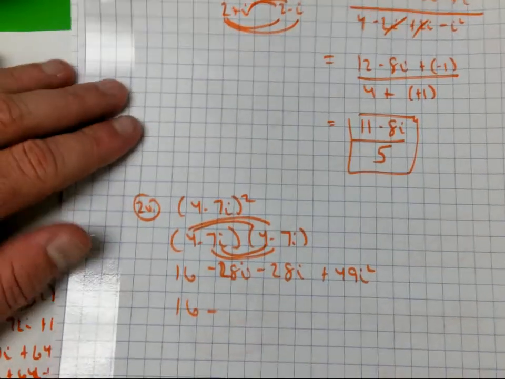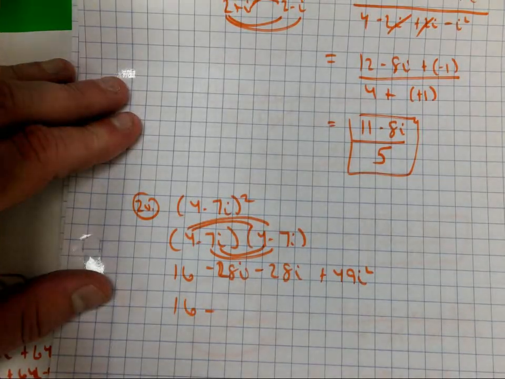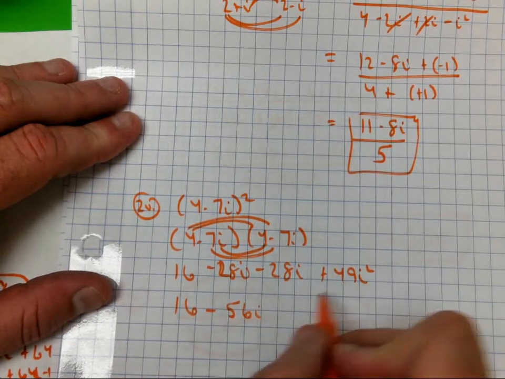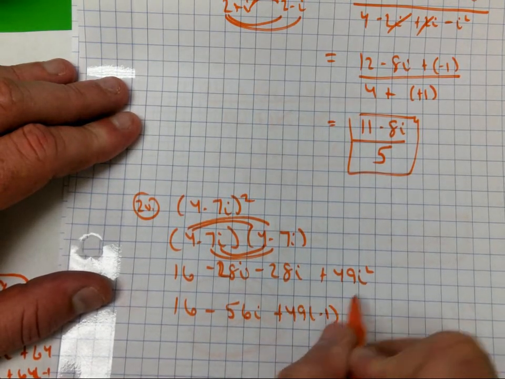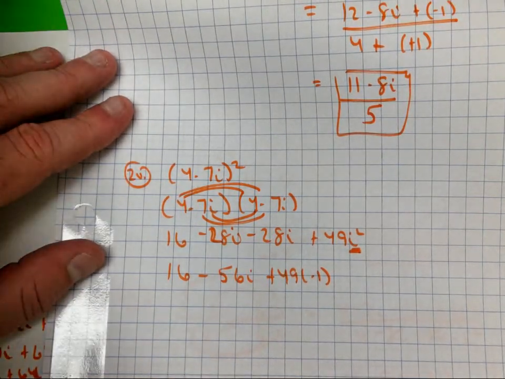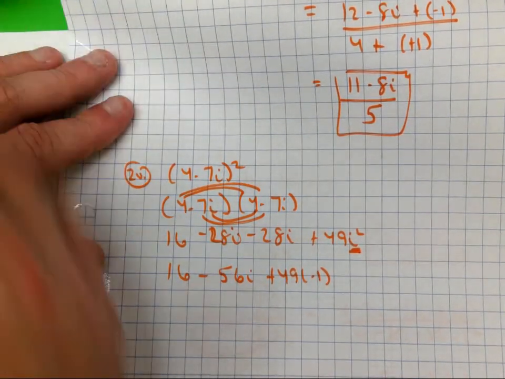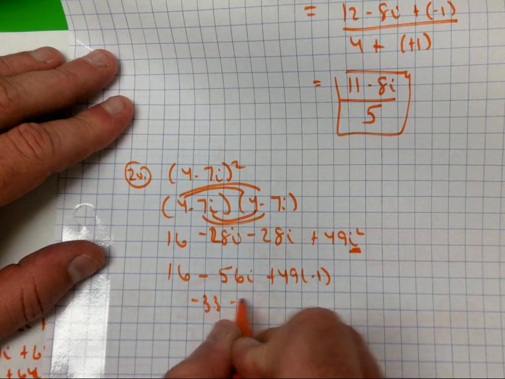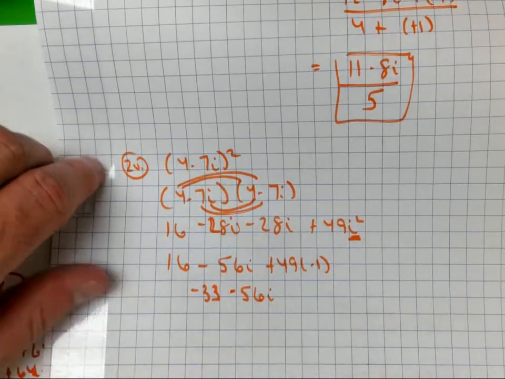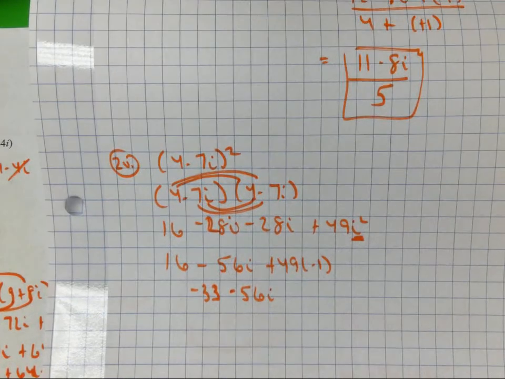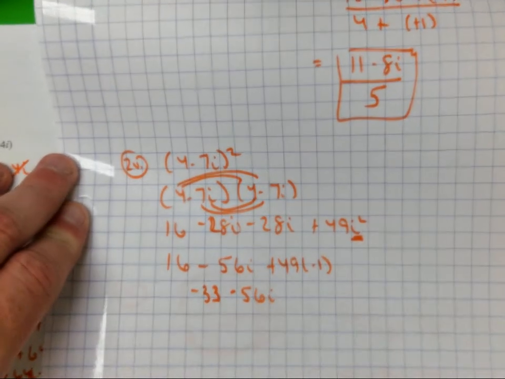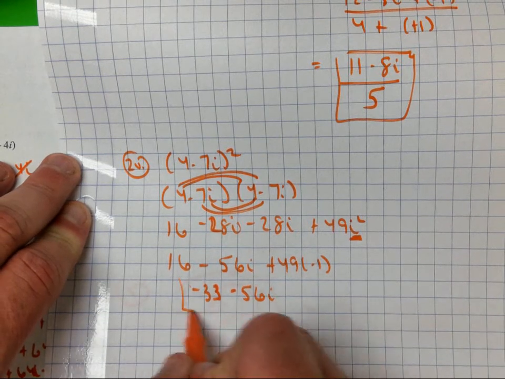Combine like terms. That gives me a negative 56i plus 49 times negative 1 because of that i squared there. So now I got 16 minus 49. That's going to give me a negative 33 minus 56i. Remember, you write your real part first, the part that does not have an i first, and then the imaginary. So your final answer is negative 33 minus 56i.